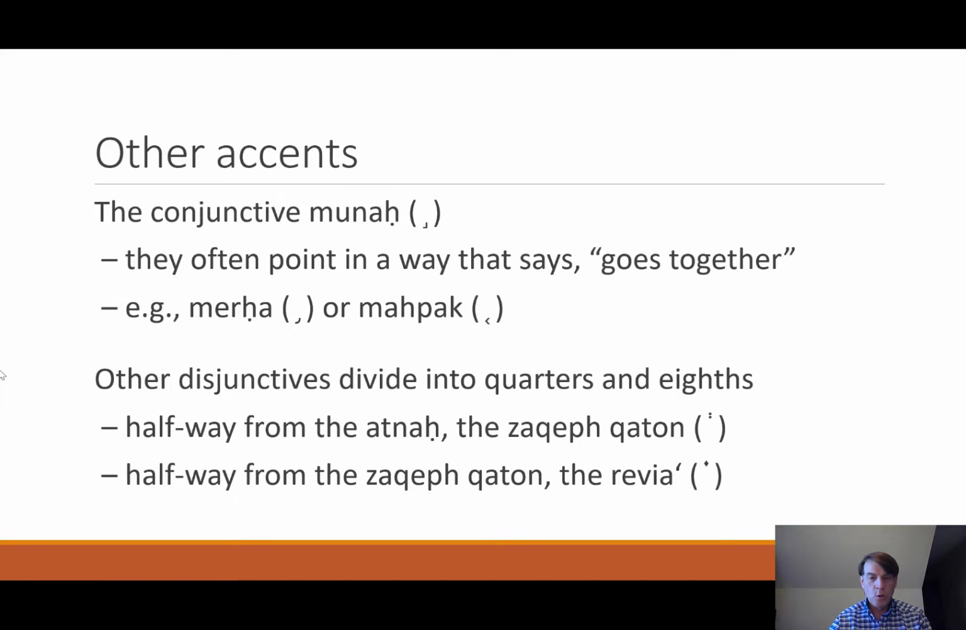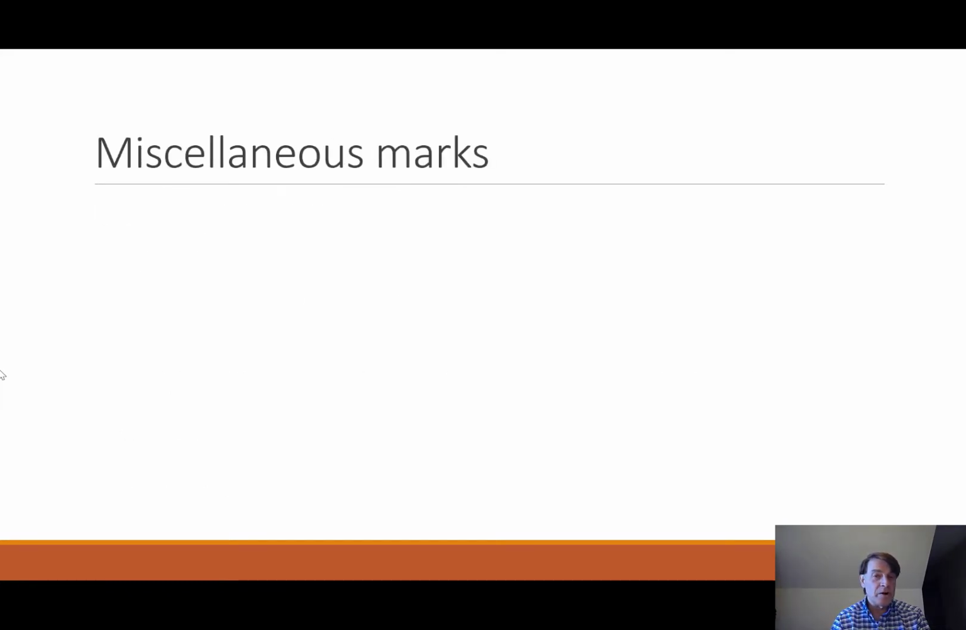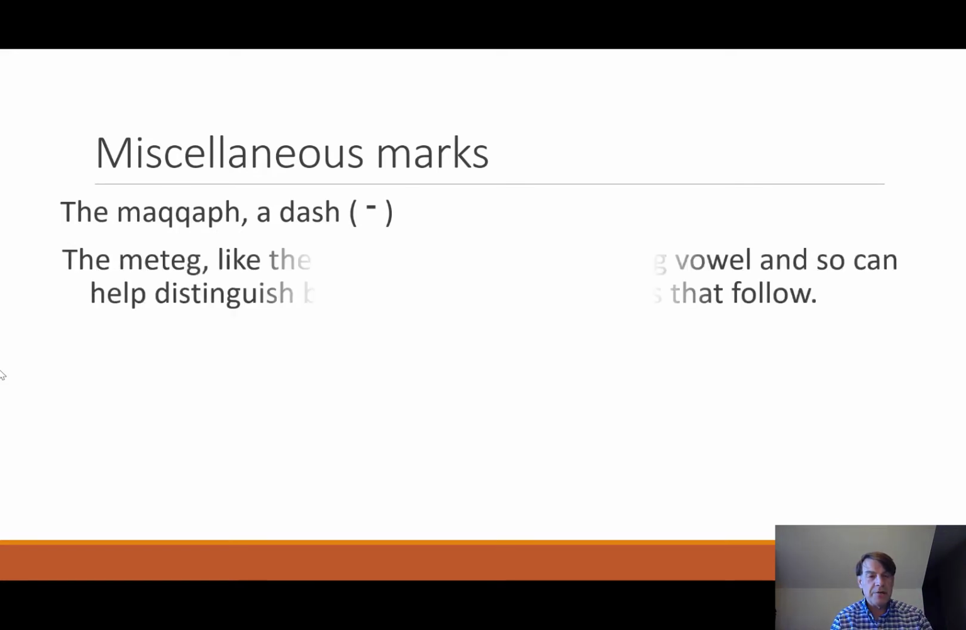There are other miscellaneous marks. I'll just throw them in here. So this is a somewhat synoptic video. I've already mentioned the makaf, which is a dash, and it's up high, but it connects two words together in terms of their sound.